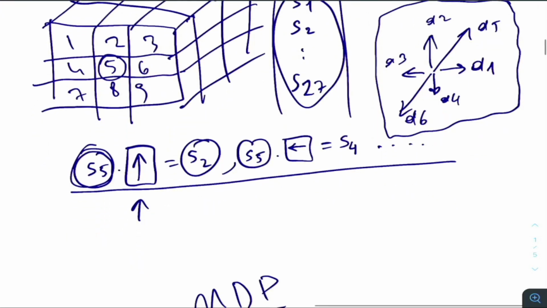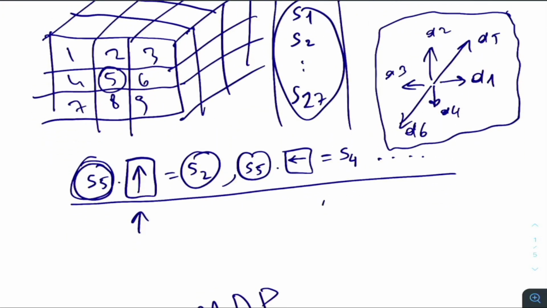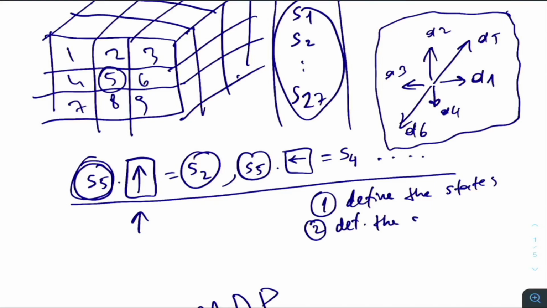So maybe you would like to write your algorithm, or how you would try to go and solve that type of problems, right? First, define your states. Define the states. Second, define the state relations or connections.